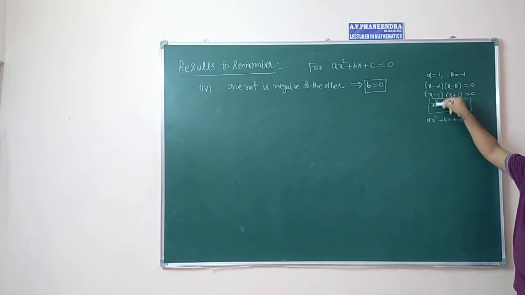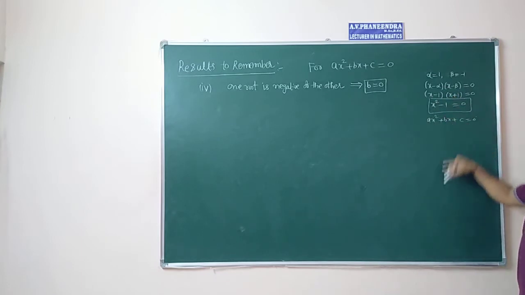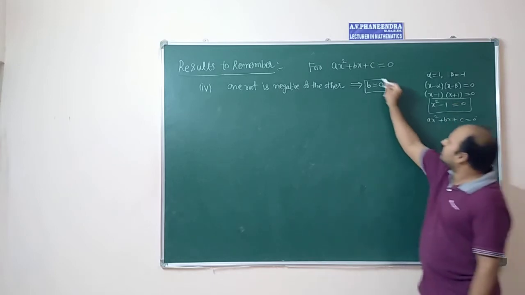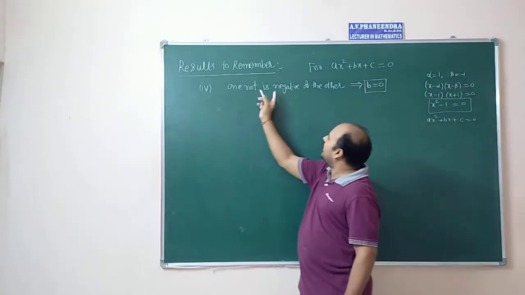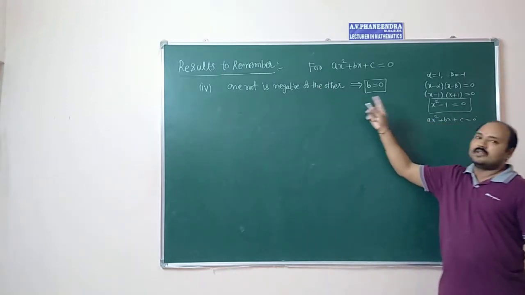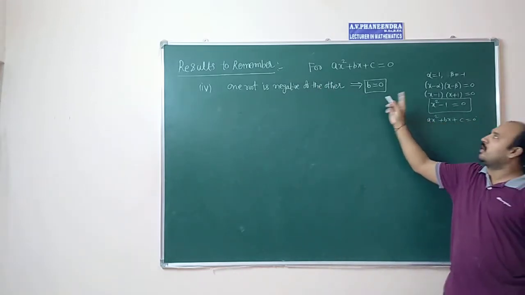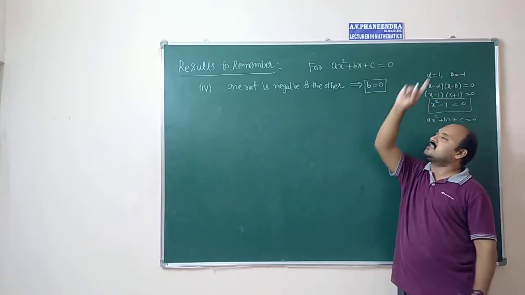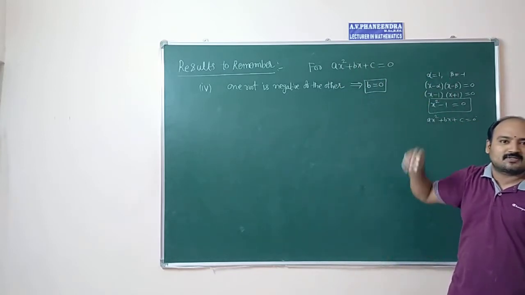Compare the x square coefficient: a is equal to 1. Here there is no x term. No x term means the b value goes to be 0. That is why I said: if one root is the negative of the other, then b is equal to 0. You have to remember this. This equation will become ax square plus c equal to 0, or x square minus c equal to 0. Like this it will come.